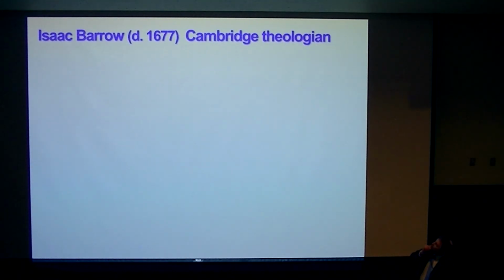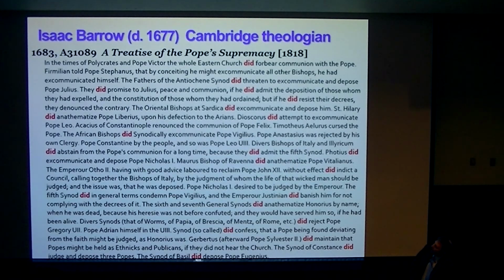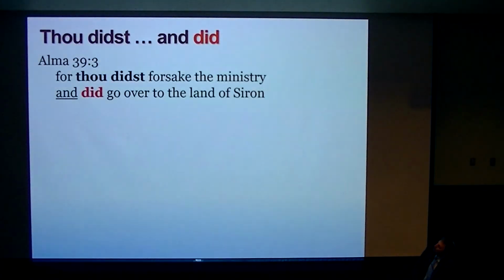Okay, there was a Cambridge theologian named Barrow who died in 1677. He used "did" a lot. In this passage, he has 22 instances. This was printed in 1818 in a collection of his works. This could have been another place where Joseph might have seen it.